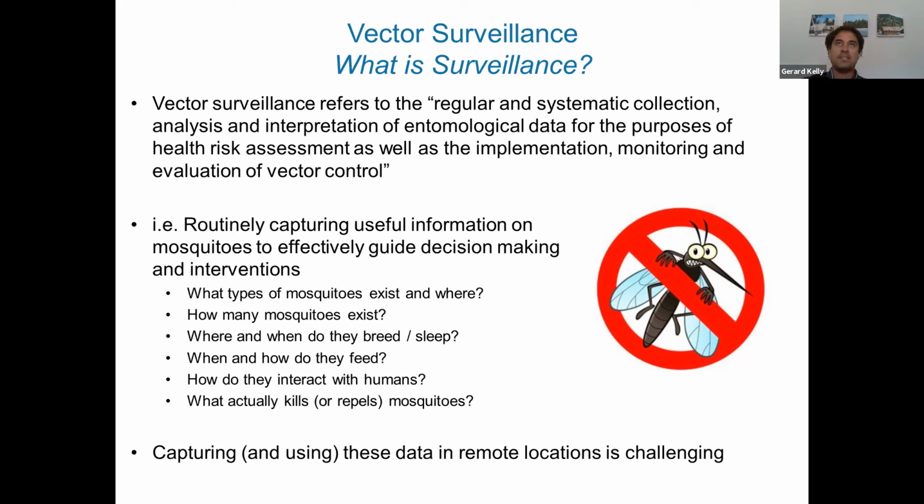The best definition I've heard in my time working is that surveillance is essentially information for action. That means we generate useful information and act upon that information. That differs from reporting per se, and sometimes there's a confusion between surveillance and reporting. Surveillance is an active approach to capturing relevant data so that we can use that data to make change or implement an action based on that information.